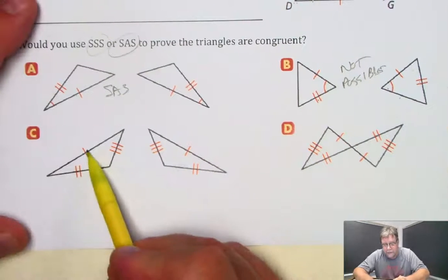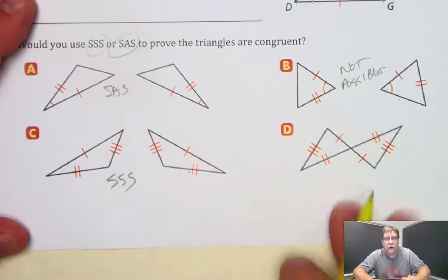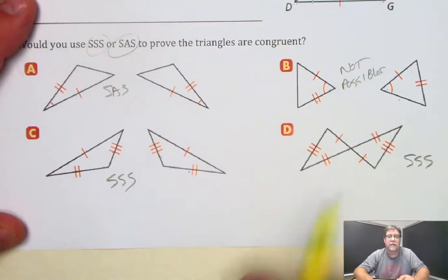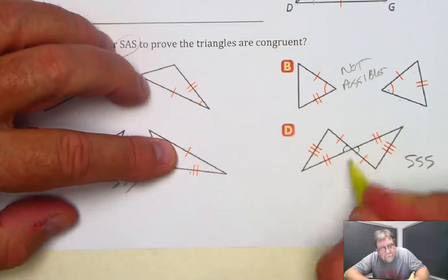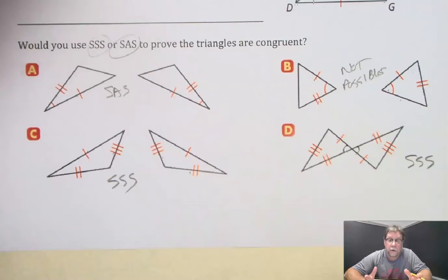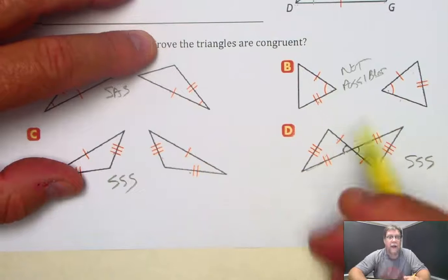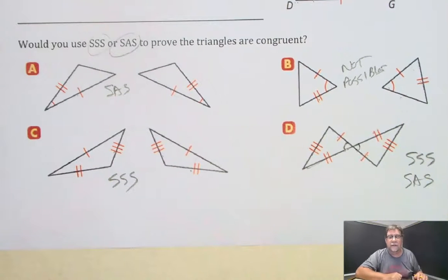Let's move on. Over here I see side, side, side, so that's SSS. And over here, same story, side, side, side. I can use SSS. However, over here, notice I also have vertical angles, which I know to be congruent. So technically, I could use side angle side as well. So it doesn't matter which one I use for these two sets. We know that they are congruent either with side, side, side, or with side angle side. And that's our information there.